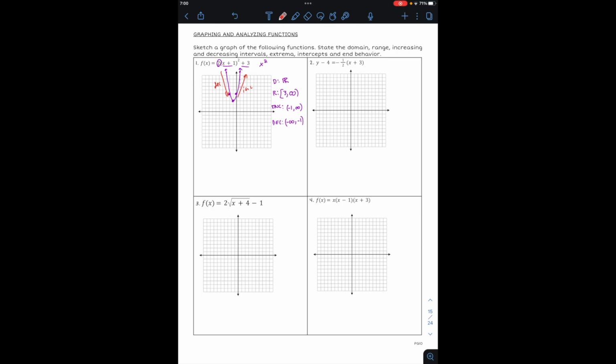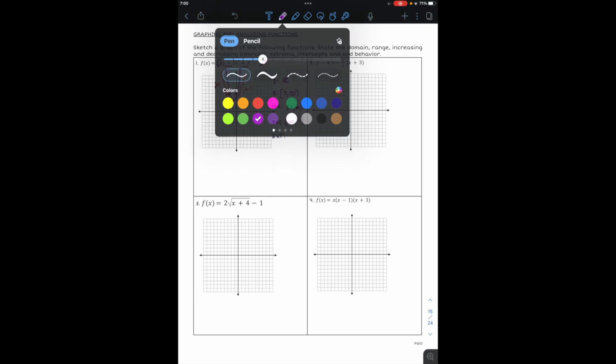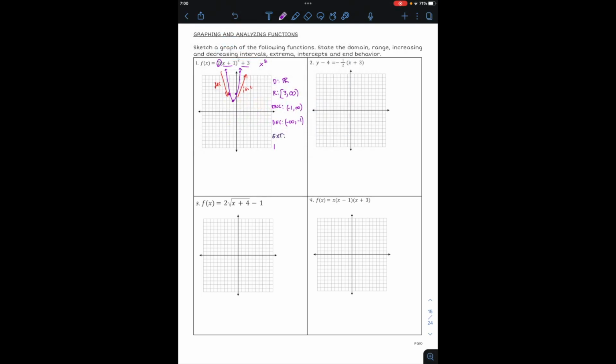What else? We want the extrema. So our extrema is we have a global min, or an absolute min, at the vertex, which in this case is (-1, 3). Intercepts, we have no x-intercepts, so our intercept is the y-intercept, and we appear to go through (0, 5).